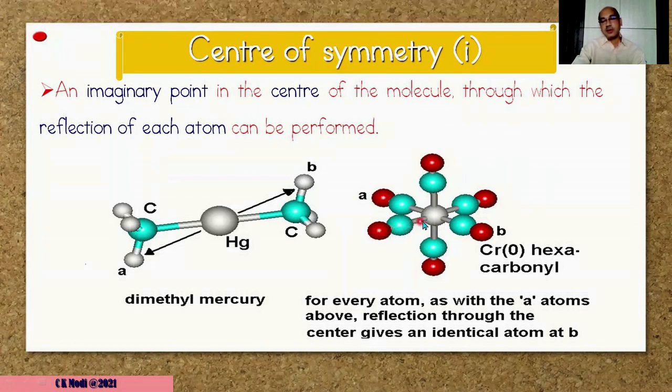Look at this. If I start my journey from this point through the center of the molecule, on the other side of the center at the same distance, if I find the same atom, then the molecule has a center of symmetry. So these are the molecules where the center of symmetry I is present. I is nothing but an imaginary point situated within the molecule at the center, through which the reflection of each atom can be performed.